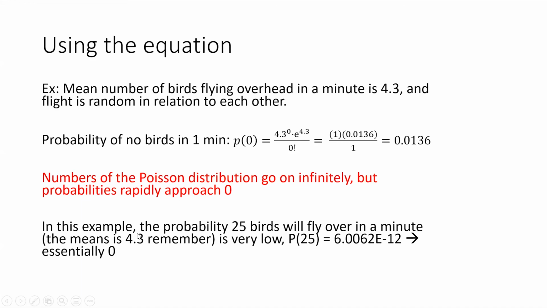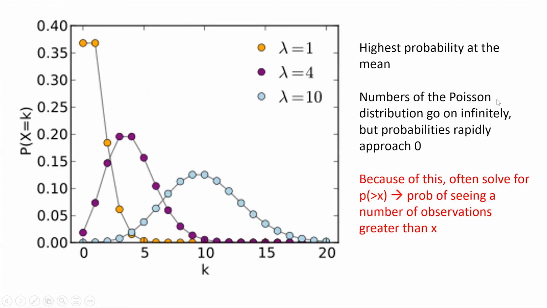Even here, with this example, we find that the probability of 25 birds flying overhead in a minute, with the mean at 4.3, much lower, is very low. The probability of 25 birds flying overhead is 6.0062 e to the negative 12. So it's practically 0. The highest probability will be at the mean, which is pretty intuitive, but I just wanted to double state it here. So again, the highest probability is at the mean, and the numbers of the Poisson distribution go on infinitely, but the probabilities rapidly approach 0.